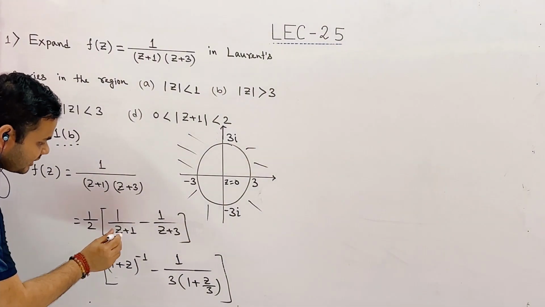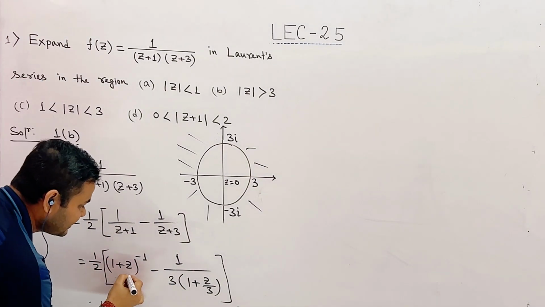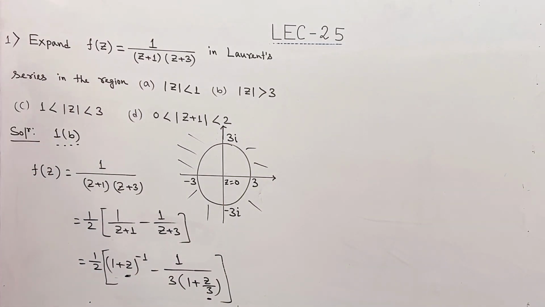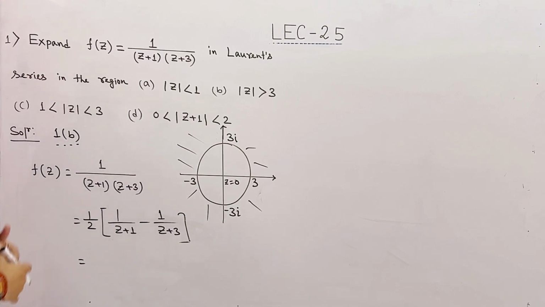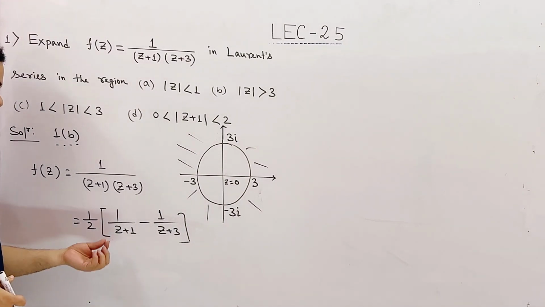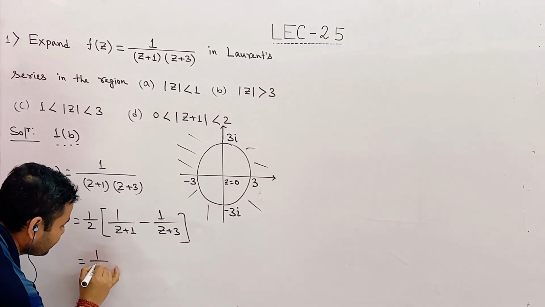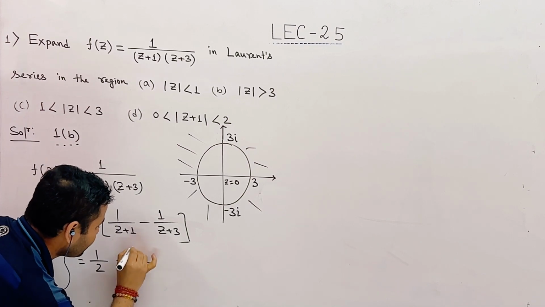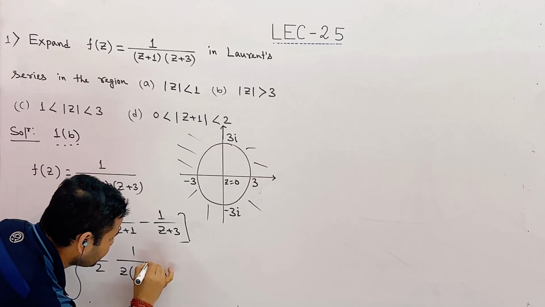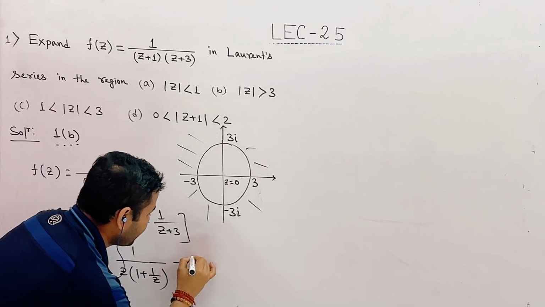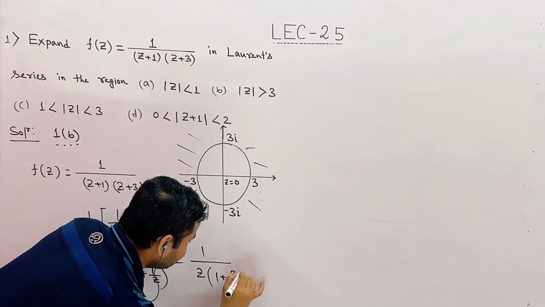However, we cannot write this term in this way and this term in this way, because if we write, then the second term becomes greater than 1, because according to this problem modulus of z is greater than 3. For this case, we have to take common z from the denominator of this term and this term. So, finally, we will get 1 by 2 into 1 by z into (1 plus 1 by z), minus 1 by z into (1 plus 3 by z).